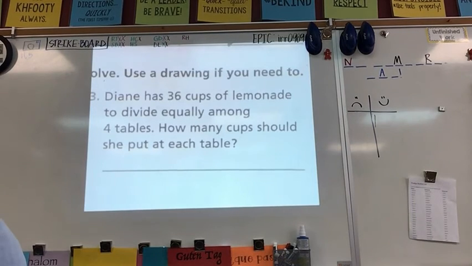Here's your first one. Diane has 36 cups of lemonade to divide equally among 4 tables. How many cups should she put at each table? This says solve. Use a drawing if you need to. I think a drawing would be smart, but you can also just use an equation. Hendrix, we just pulled out our dry erase markers to work this problem out on our desk. So, thank you, sir.